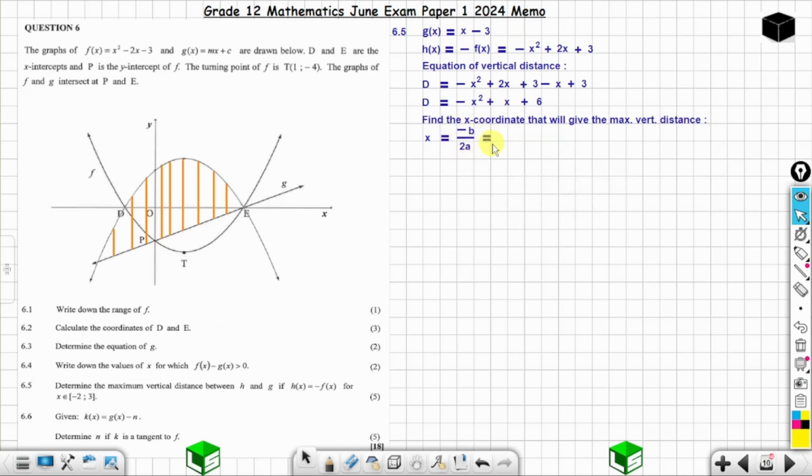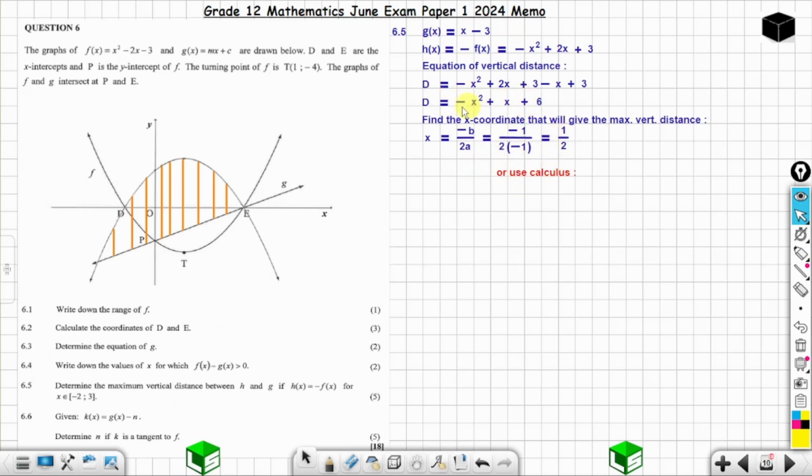You can pull out this from a quadratic formula. So a is equal to minus 1, b is equal to 1, c is equal to 6. Okay, minus b over 2a. 2 times a is equal to minus 1. This is equal to 1 over 2. You can also use calculus.